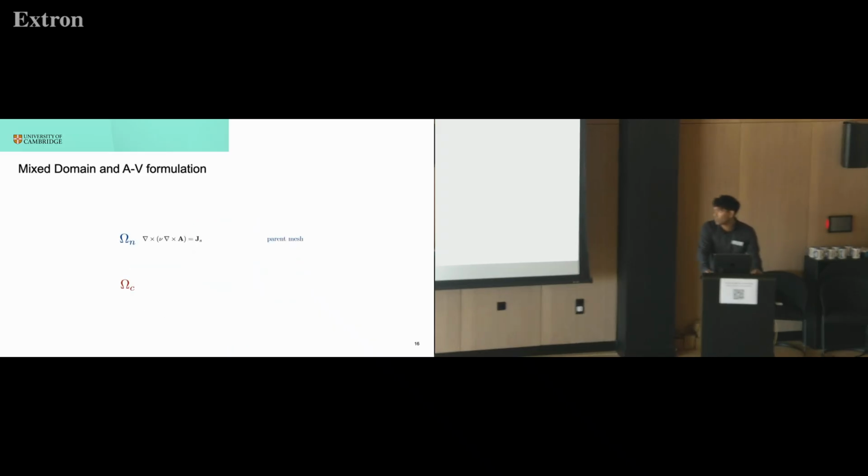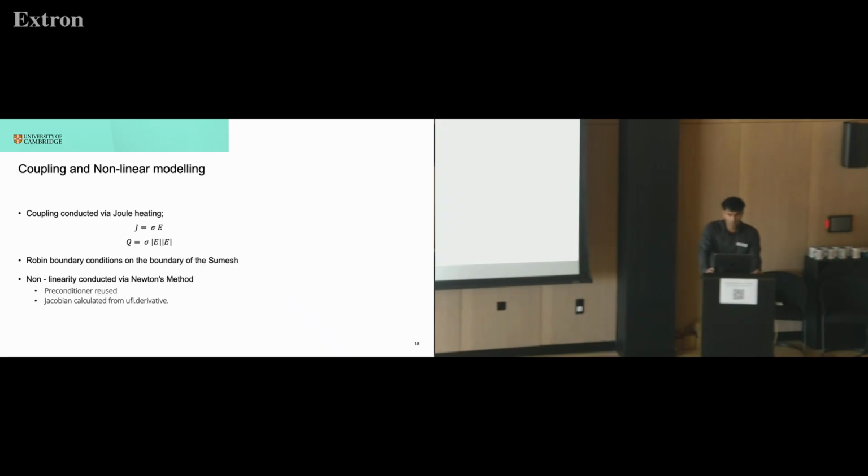In our non-conductive domain, we're simply solving the curl-curl problem on the parent mesh. And on the conductive domain, or our submesh, we're solving this AV formulation here. For the coupling and the nonlinearity, we calculate our J field through sigma E, and our Joule heating is calculated from Q. Our nonlinearity is handled using Newton's method, where our preconditioner is reused every iteration, and the Jacobian is calculated using the UFL derivative.